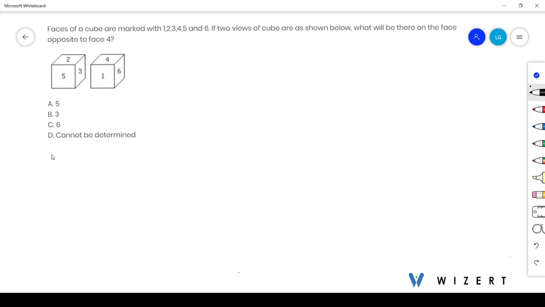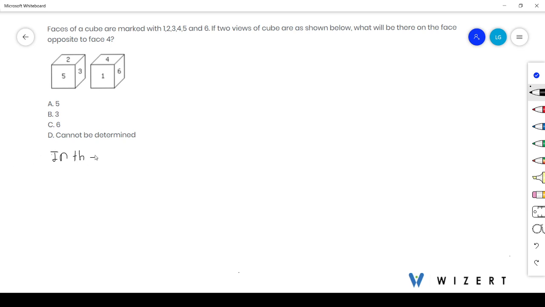Our question is, faces of a cube are marked with 1, 2, 3, 4, 5 and 6. If two views of the cube are as shown below, what will be there on the face opposite to face 4?